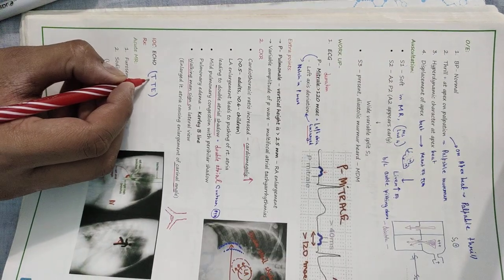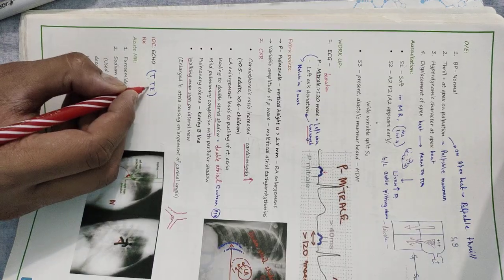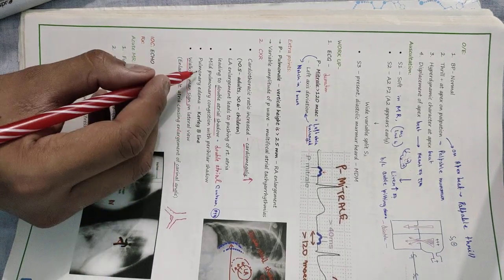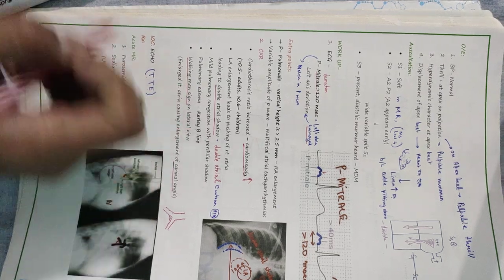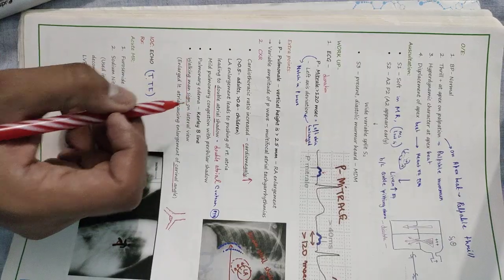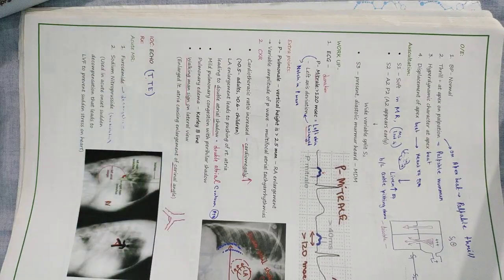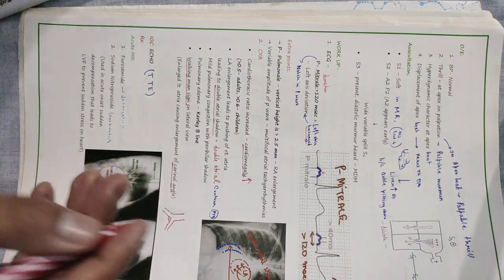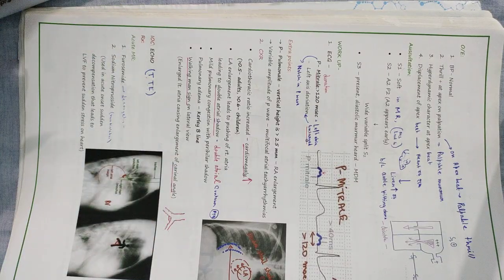Investigation of choice is transthoracic echocardiography, that is ECHO. Now we can see pulmonary edema as well, mild pulmonary congestion with peripheral shadow because of the pulmonary edema. In case of acute mitral regurgitation, pink frothy fluid is not seen.